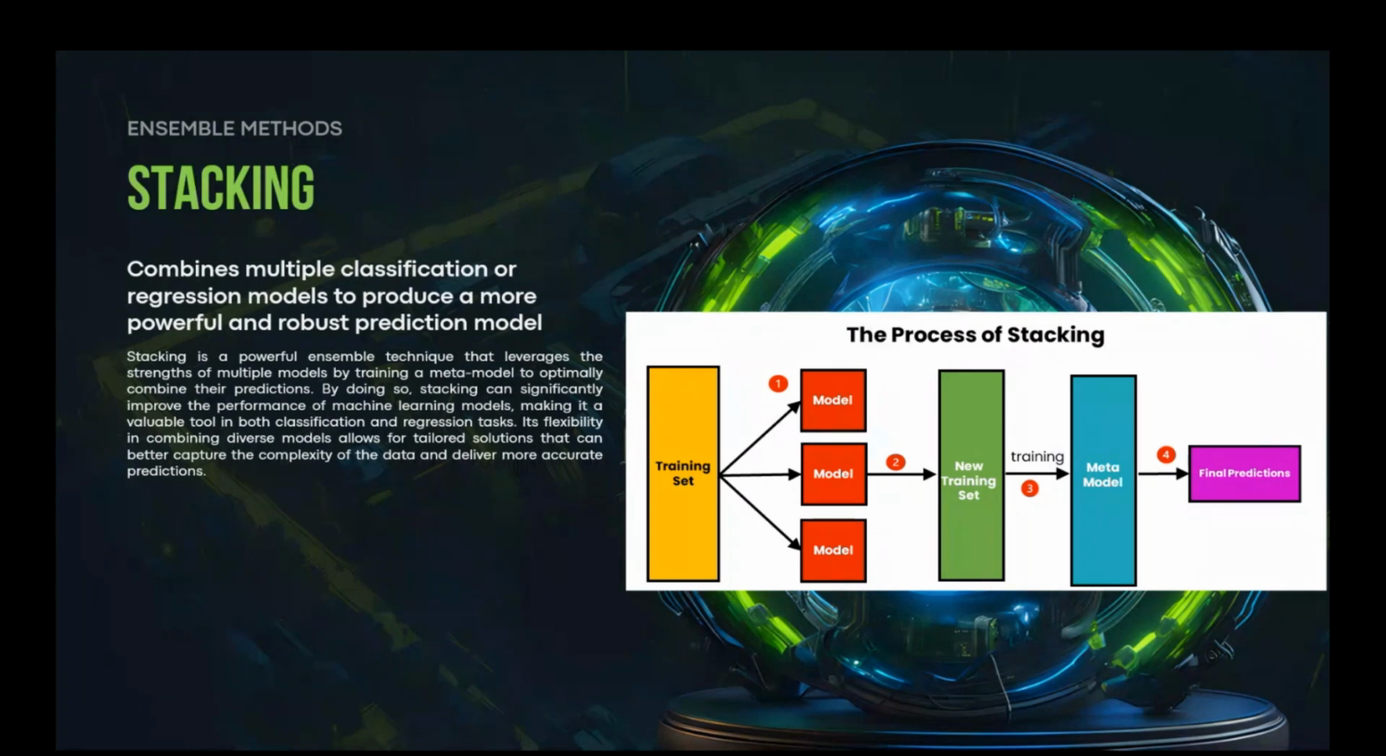During the prediction phase, each base model makes predictions on the test data, and these predictions are passed to the meta model. The meta model then combines these predictions to generate the final output. So we're talking about level 0, level 1 models, right?